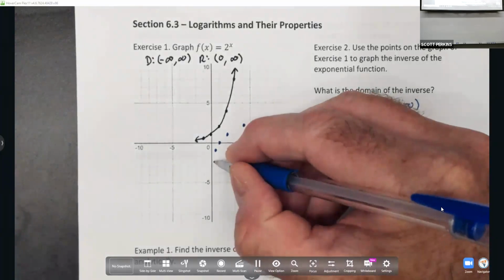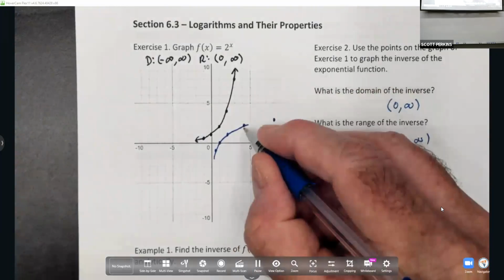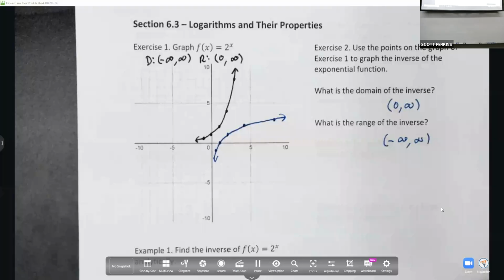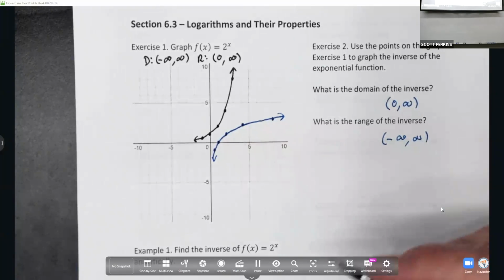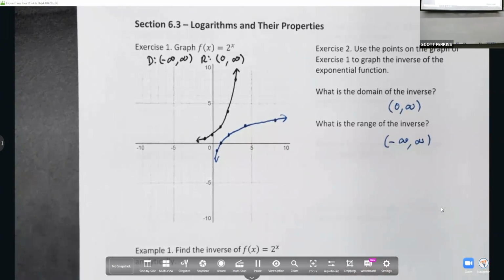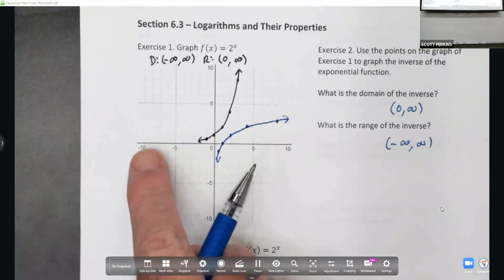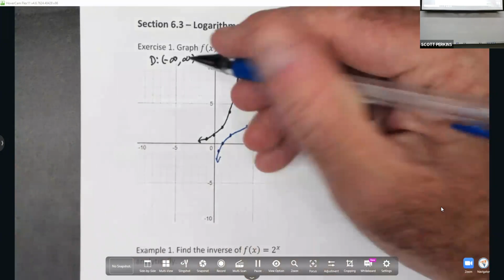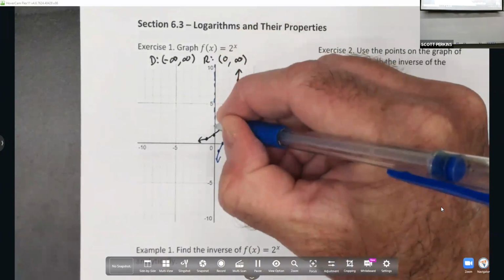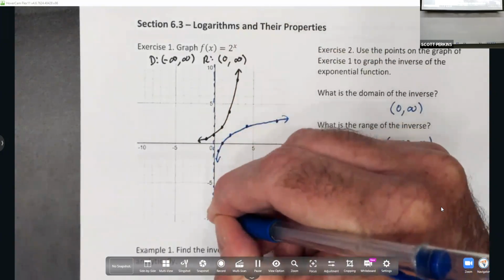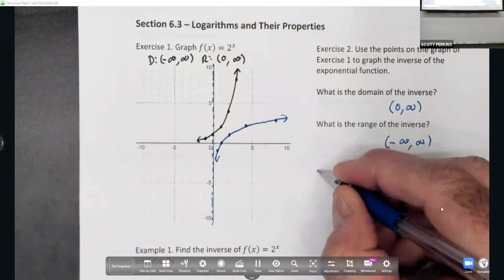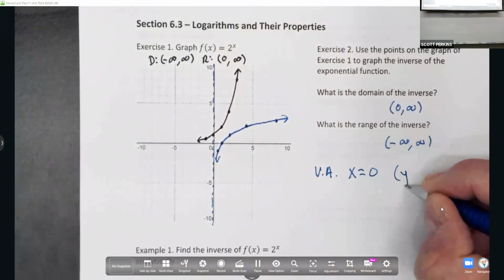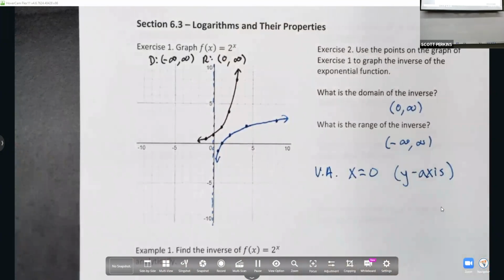So my graph should match that data, and this is what my graph looks like. This is the picture of the inverse of the exponential. We're going to talk about what that's called, and we're going to graph other ones, but I just want to draw that picture. Also note that for the exponential function, the x-axis was the asymptote. For the inverse, the y-axis is now a vertical asymptote. So I'm going to write under my domain and range that I have a vertical asymptote of x equals 0, meaning the y-axis is my vertical asymptote.